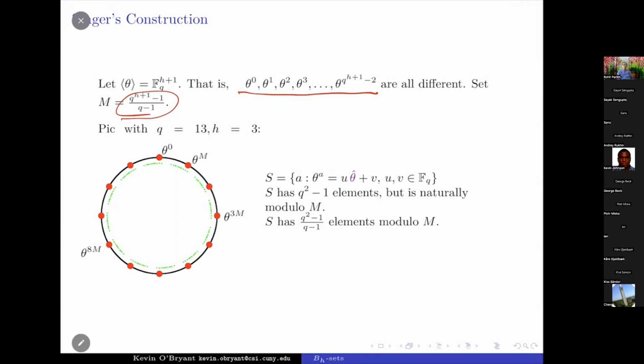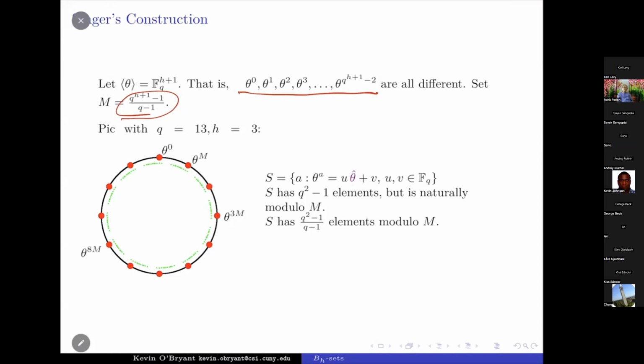And here I've blessed you with a picture for Q equals 13, H equals 3, right? So this is 13 to the 4th minus 1 elements, right? Minus 1 because 0 isn't in the multiplicative group. So that's some 28,000 plus elements. This black circle, that's actually a bunch of dots, but 28,000 of them, so it looks like it's continuous.